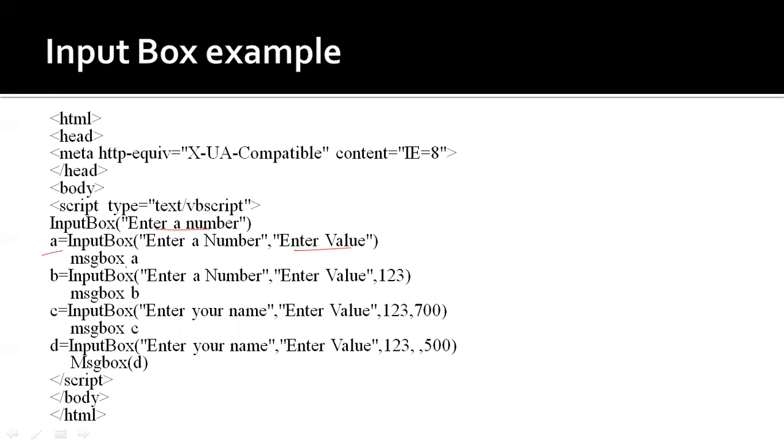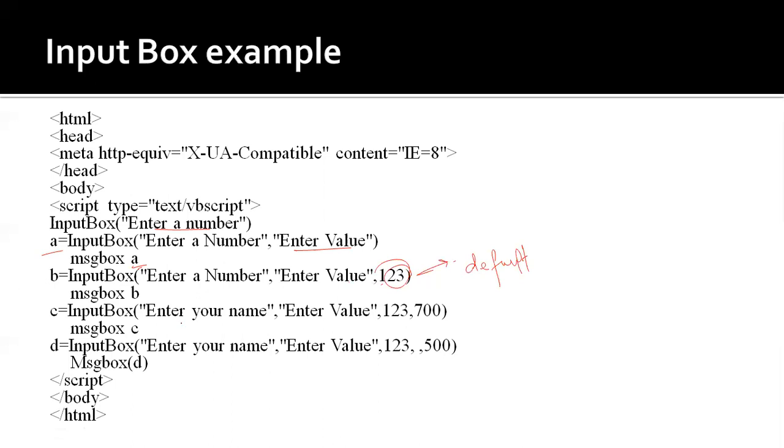Then you can display the message; whatever message is entered by the user will be displayed in the message box. The next type of input box is enter a number, enter a value, and 1, 2, 3 is the default value. If the user does not enter any value, then it will be taken as the default value.